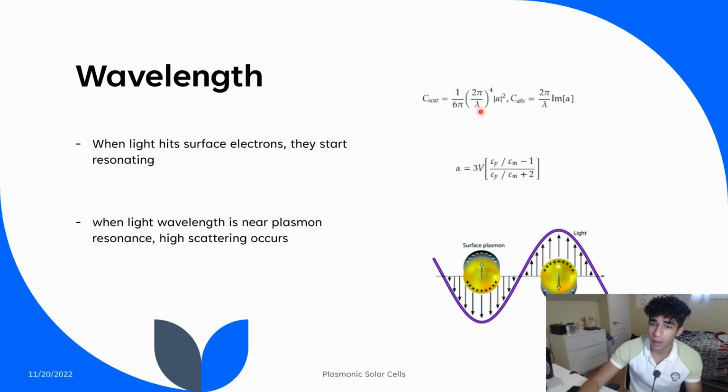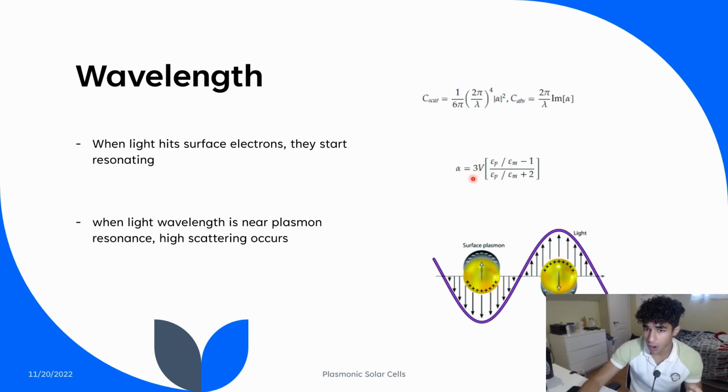It's also based on the polarizability of the material. Polarizability is alpha over here, and it's based on the volume as well as the EP and EM. EP is the dielectric function of the particle, and EM is the dielectric function of the embedding medium. I'm not going to go into details about EP and EM because they're out of scope for this course, but the volume is chosen to be a sphere because that would maximize polarizability.